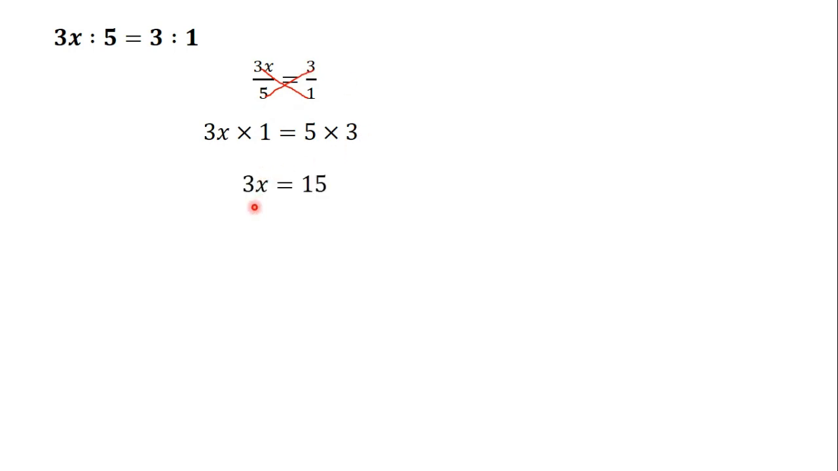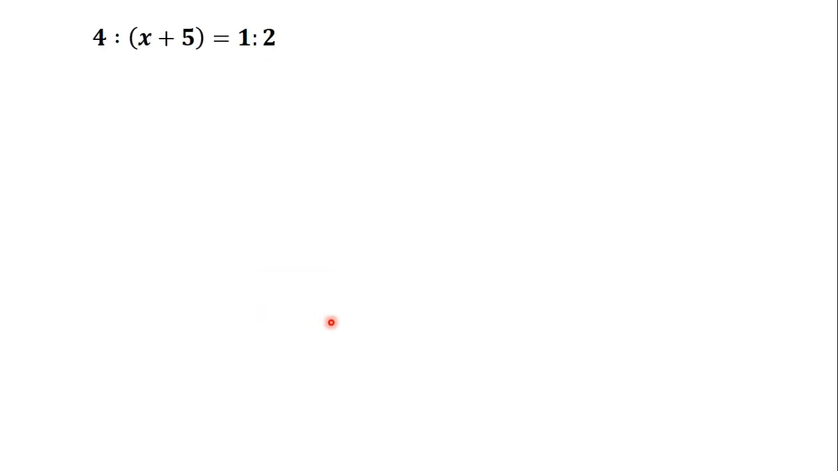3x times 1 will give us 3x. 5 times 3 is 15. We will divide the left hand side by 3, we divide the right hand side by 3. So x will be equal to 15 divided by 3, and 15 divided by 3 will give us 5. So x is equal to 5. Let's look at the last question.